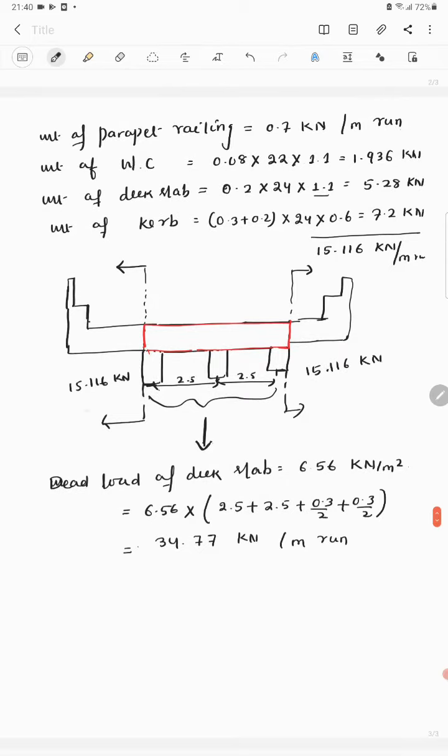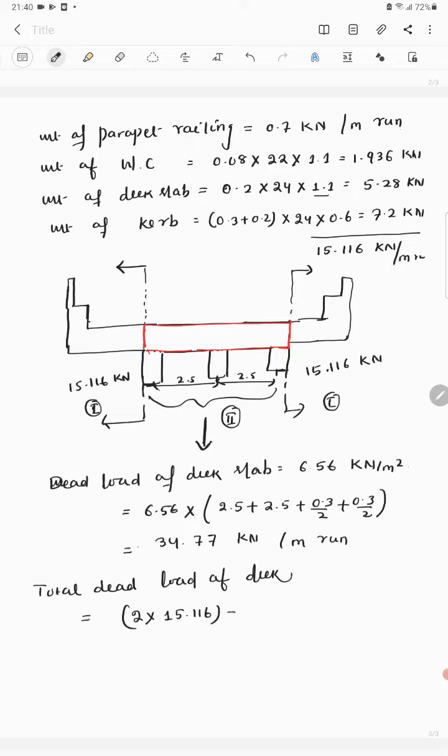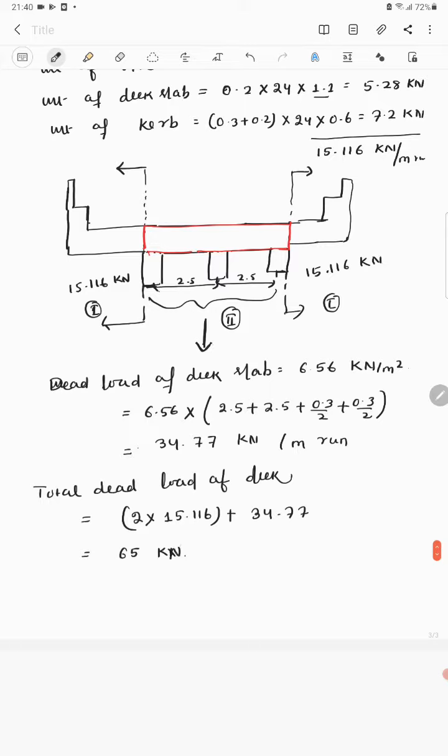Okay, so let's calculate the total. Suppose this is part 1, this is part 1, it will be same, this is part 2. So the total dead load of the deck, it will be 2 times 15.116 plus 34.77, which is equal to 65 kilonewton. So this is the weight of the deck slab which will be taken by the longitudinal girder.